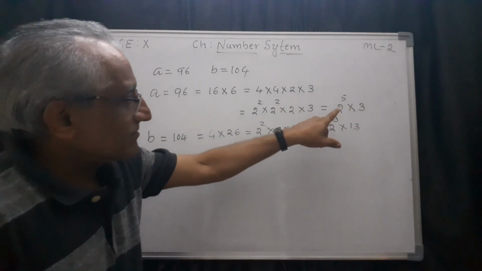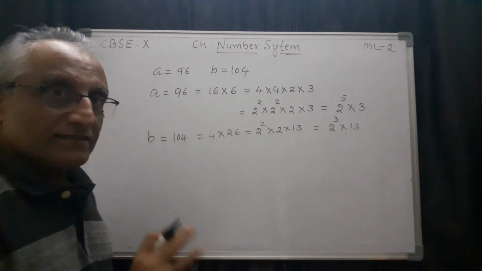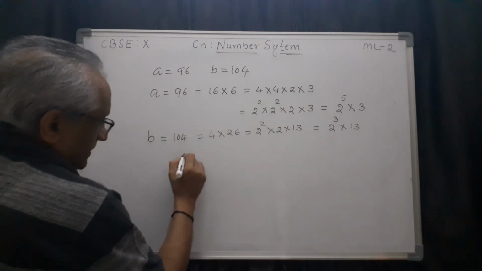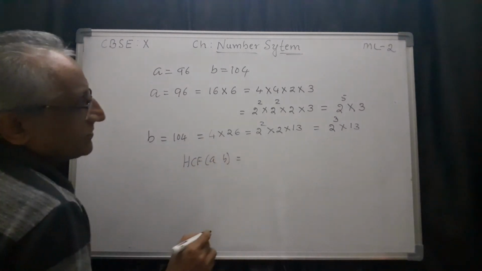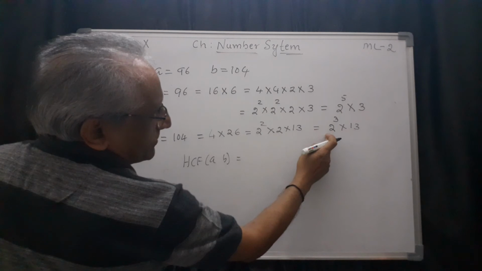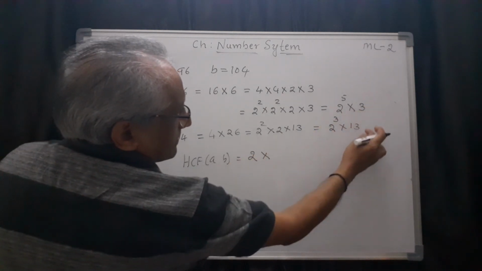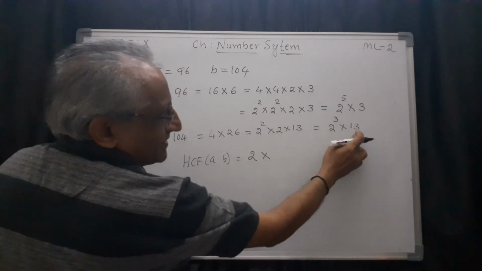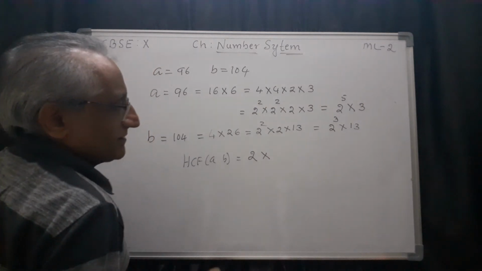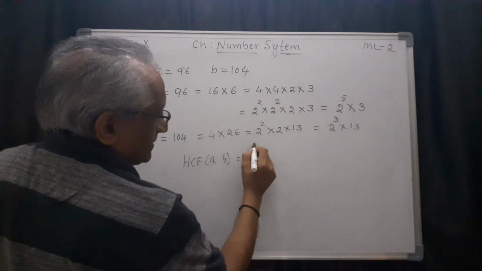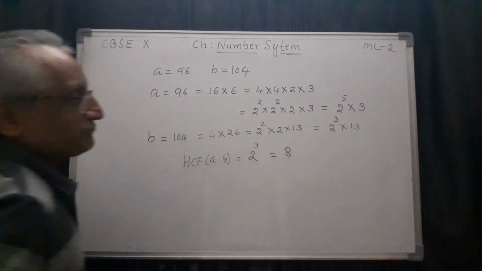You have to check like this also. 2 is prime, 3 is prime. Here also 2 is prime, 3 is prime. So our factorization is complete. Now we have to find HCF. HCF of AB will be equal to 2 is a factor, 2 is a factor, therefore definitely I have to write. Then 3 is a factor, I cannot write because 3 is not here. And 13 is a factor here, but 13 is not here. But what is the highest power? It is 3. Therefore, this is 8 only.